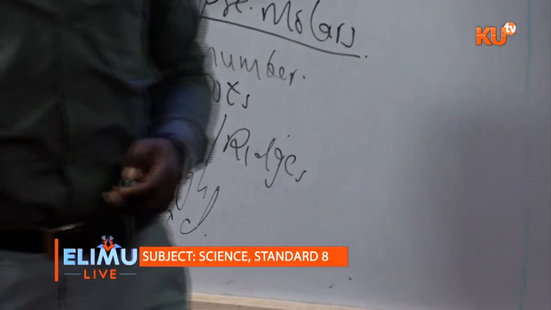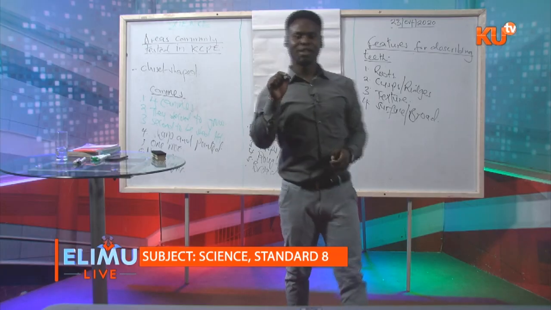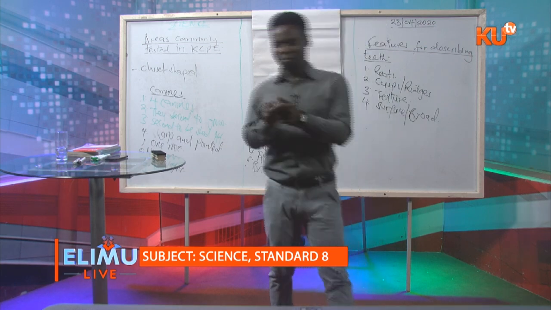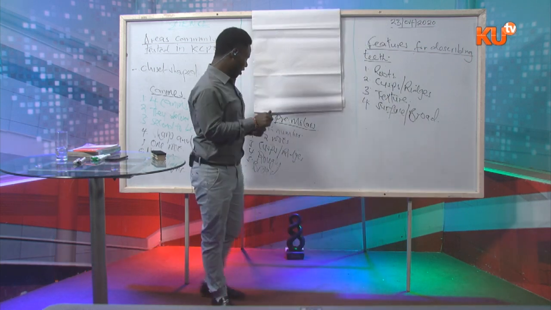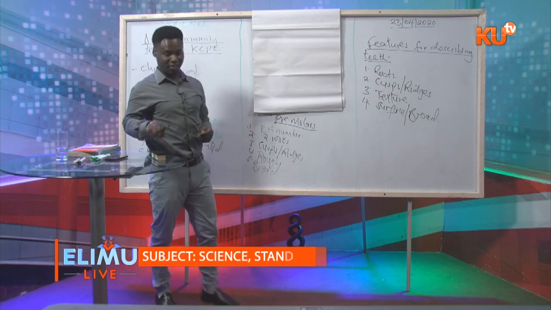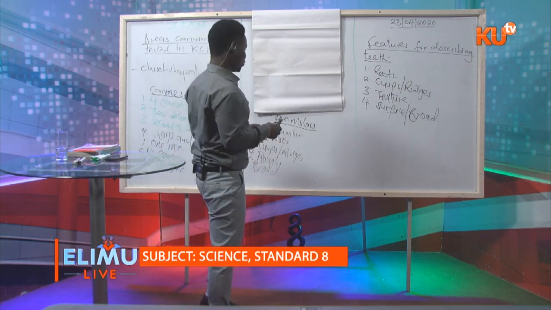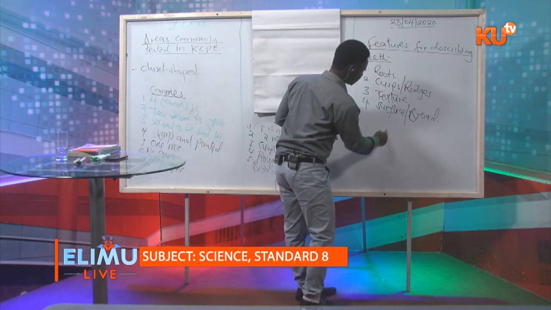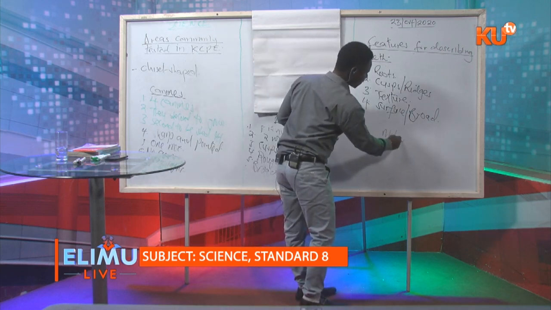Premolars are the last type of teeth to be shed off. That is very important, and you should keep it in your mind. Then lastly, we have molars.